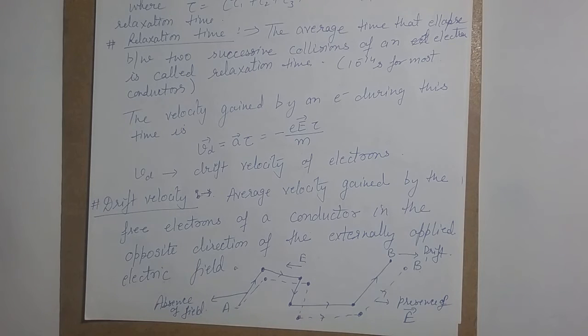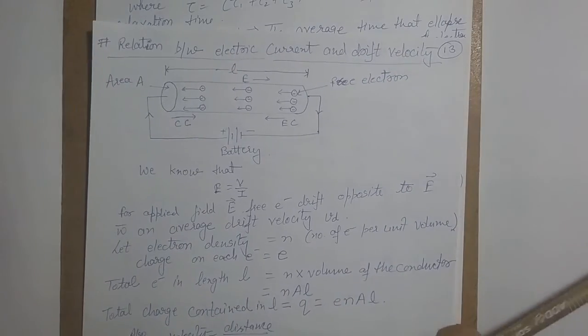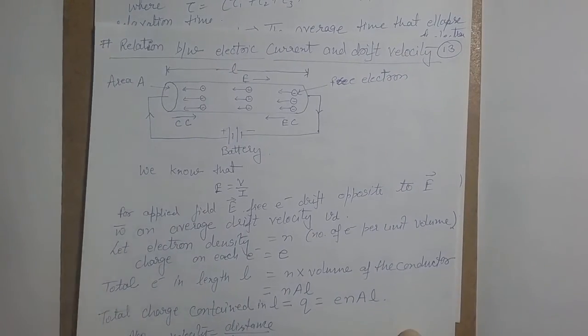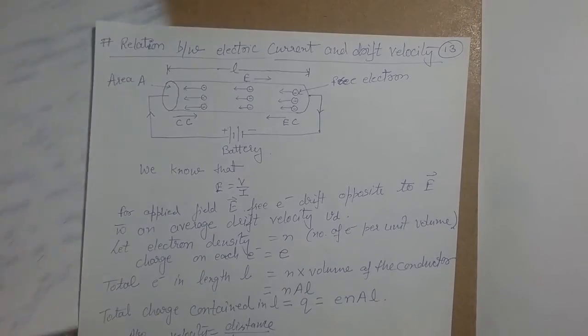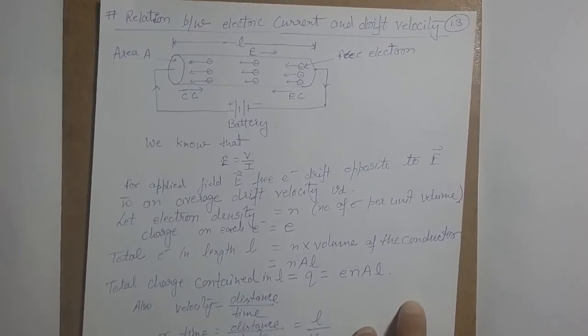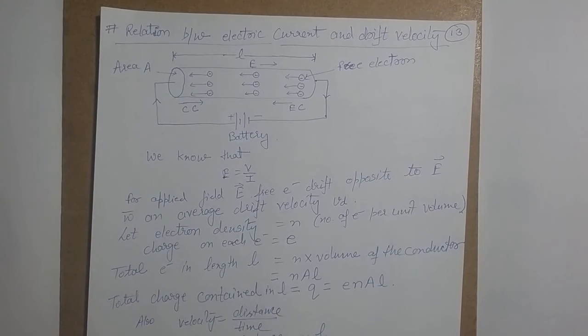Now what is the cause of the resistance for a given conductor? What is the cause of resistance? The flow of the charged particles and their successive collisions with each other is basically the cause of resistance through a given conductor.